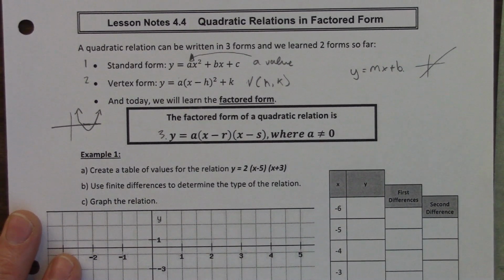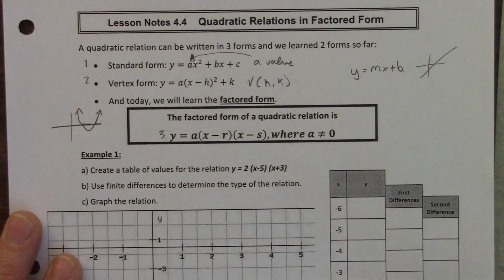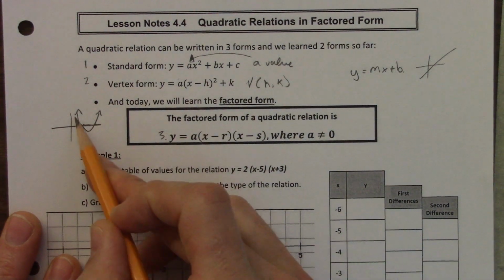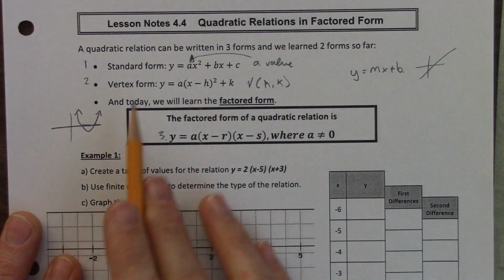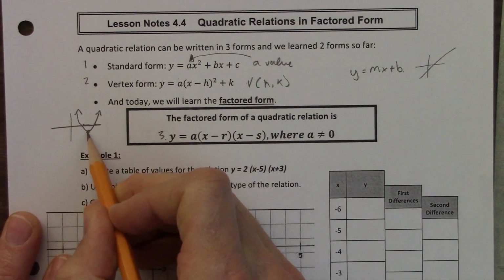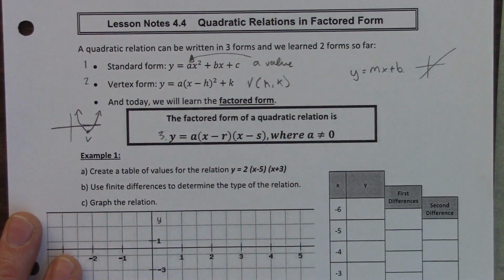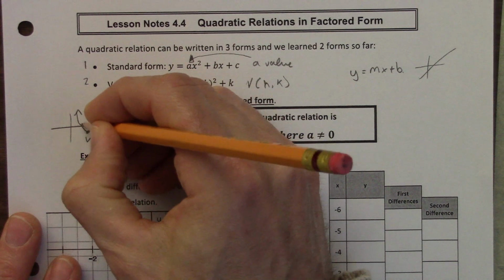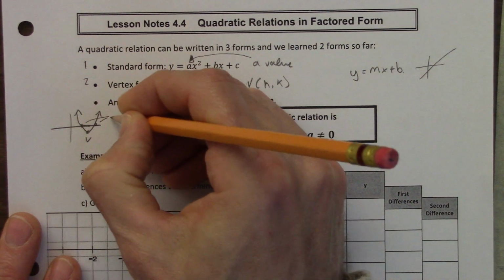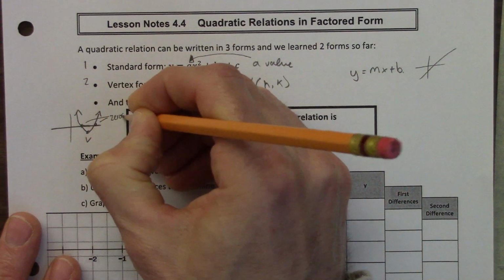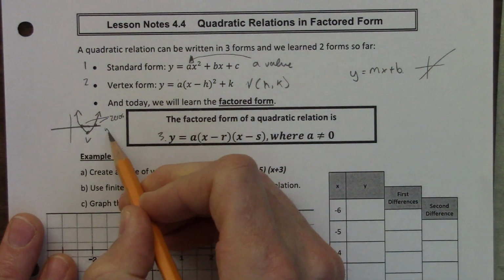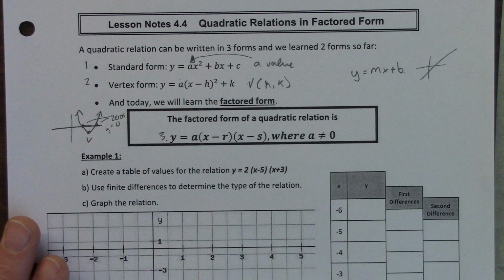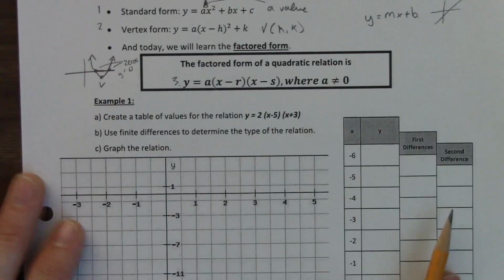The first, standard form, will show us the shape of the parabola and the direction that it opens. The second one will show us the vertex here. And finally, the third formula will show us these two points, which are considered the zeros, or when y is equal to 0, they're called the zeros. So they all tell us different things. So here's our first example.